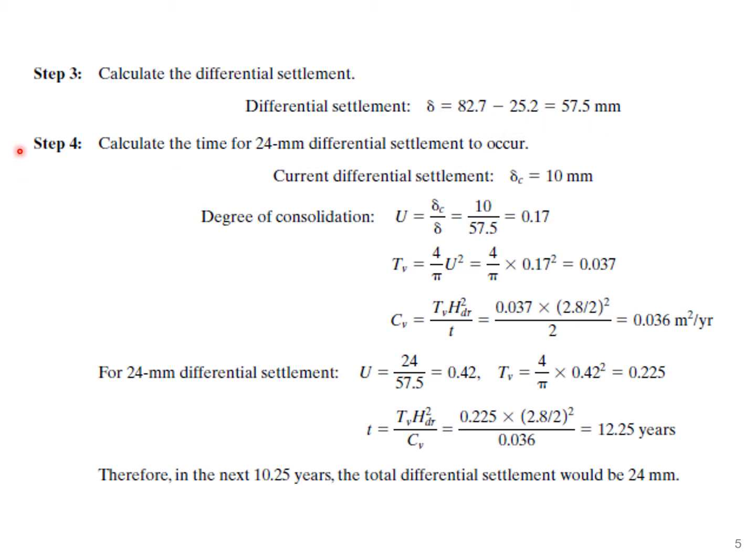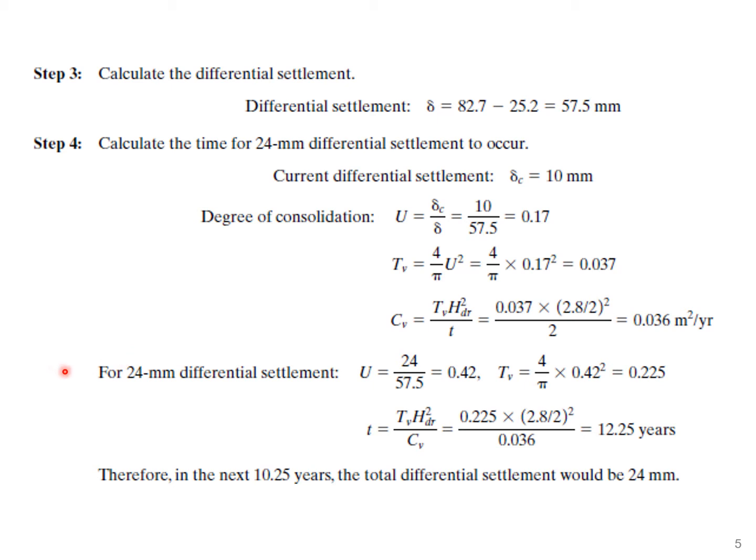Next step is to calculate the time for 24 millimeter differential settlement to occur. Current differential settlement is 10 millimeter. So degree of consolidation is equal to 10 divided by 57.5, so it is 0.17, and then the time factor can be calculated by using this formula, that is 0.037, and then the coefficient of consolidation, considering the double drainage, you can get 0.036 meters square per year.